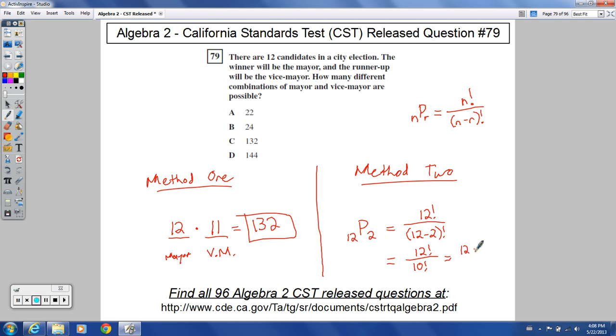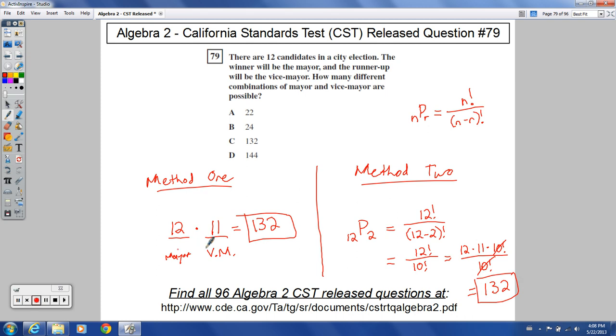Remember that 12 factorial is the same as 12 times 11 times 10 times 9 times 8, but 10 times 9 times 8 all the way down is the same thing as 10 factorial. And so I've got a 10 factorial on the bottom and the top. Very well, so long, nice knowing you 10 factorial. We just have 12 times 11 left, which is 132.